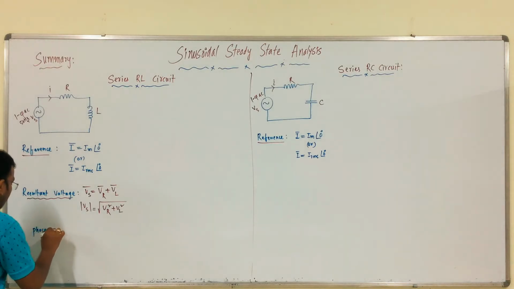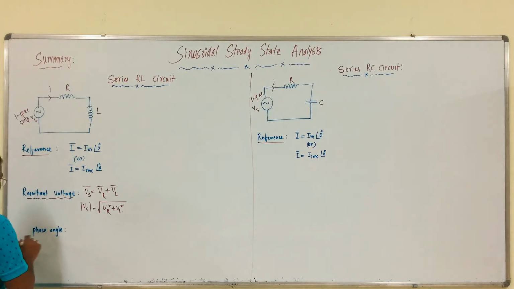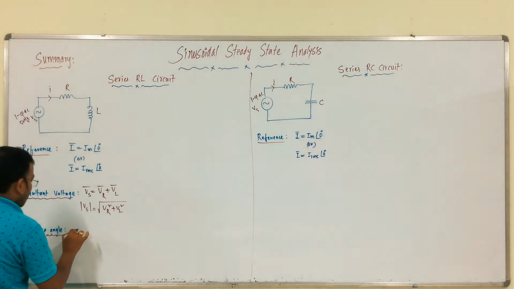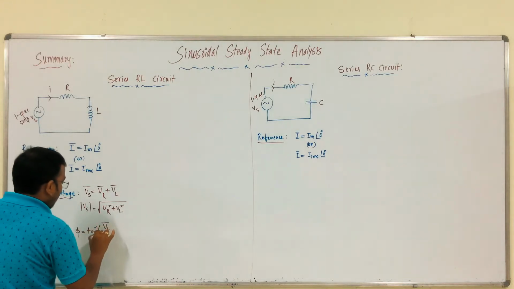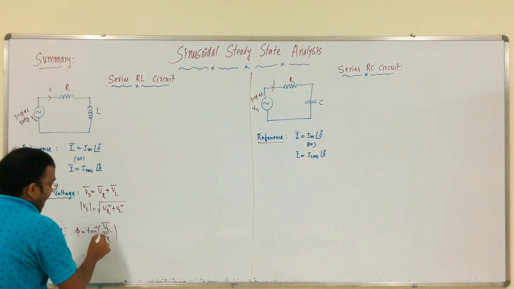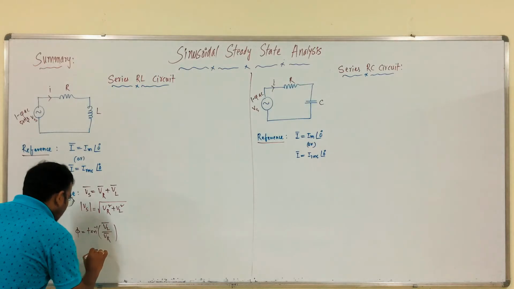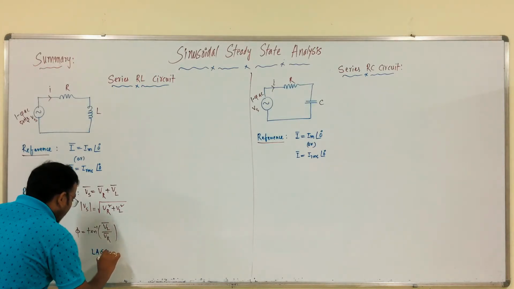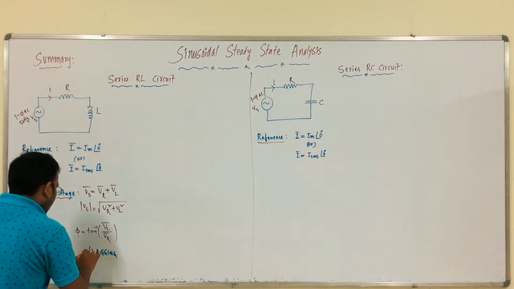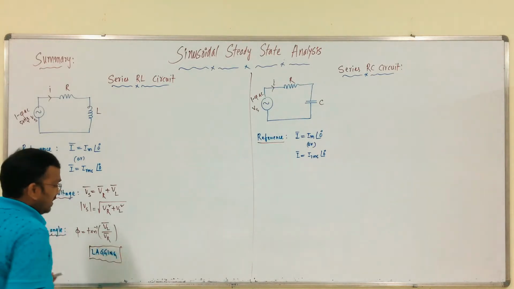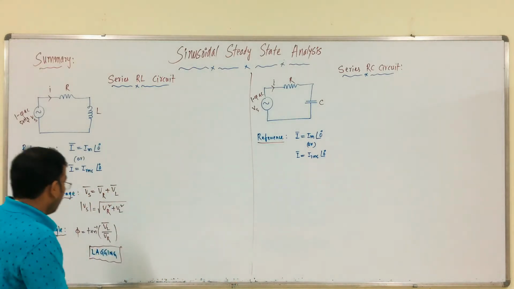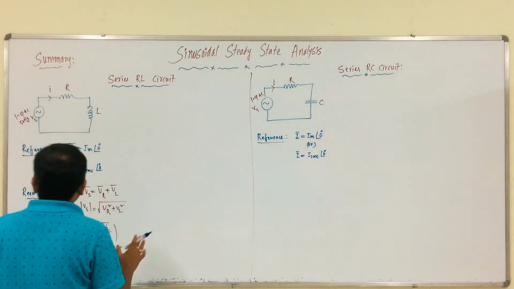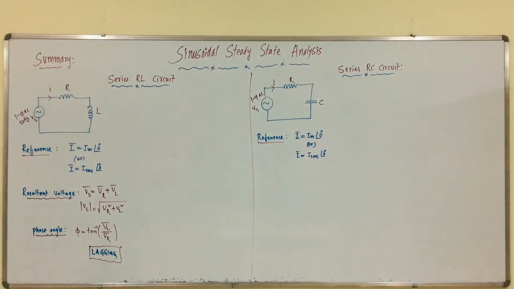Phase angle. What is the phase angle here? That is phi equals tan inverse VL by VR, right? Is this lagging or leading? This is very important. Lagging. If it is a series RL circuit or parallel RL circuit, the power factor is lagging with respect to what? Current, we have to say. Clear? So, resultant voltage completed, phase angle completed.